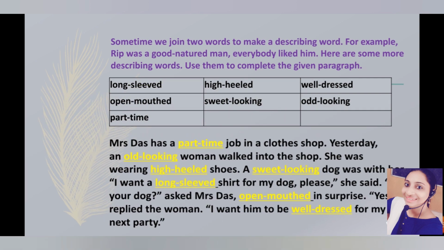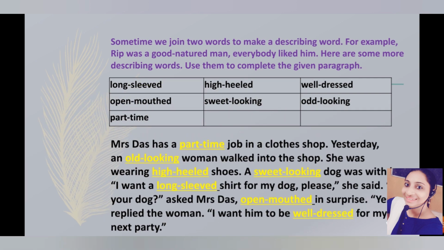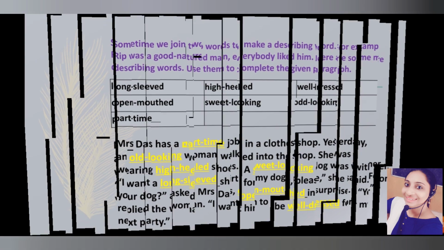Let's see the paragraph. Mrs. Das has a part-time job in a clothes shop. Yesterday, an odd-looking woman walked into the shop. She was wearing high-heeled shoes. A sweet-looking dog was with her. I want a long-sleeved shirt for my dog, please, she said. For your dog? asked Mrs. Das, open-mouthed in surprise. Yes, replied the woman. I want him to be well-dressed for my next party. Okay, let's see next.